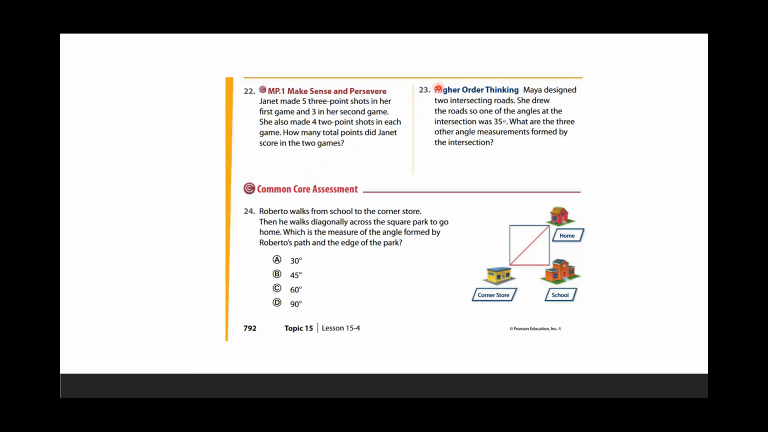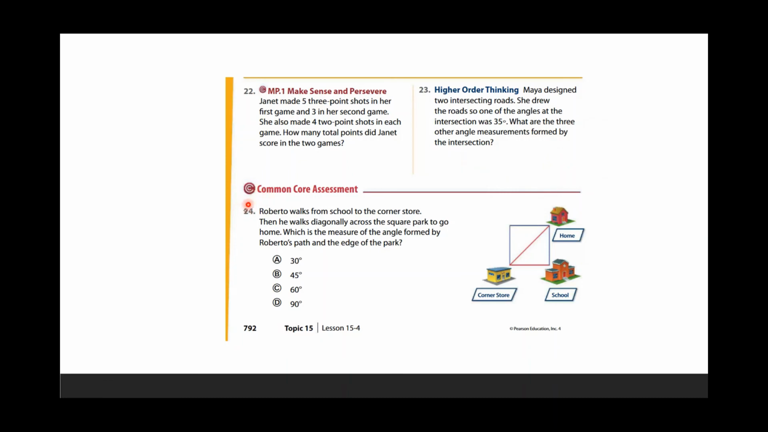Question number 23. Maya designed 2 intersecting roads. She drew the road so that one of the angles at the intersection was 35. What are the 3 other angle measurements formed by the intersection? So this is just like the first question we did. You have to draw 4 angles in which one is 35 degrees. And then you have to find the remaining 3 angles, and then you will find your answer here.